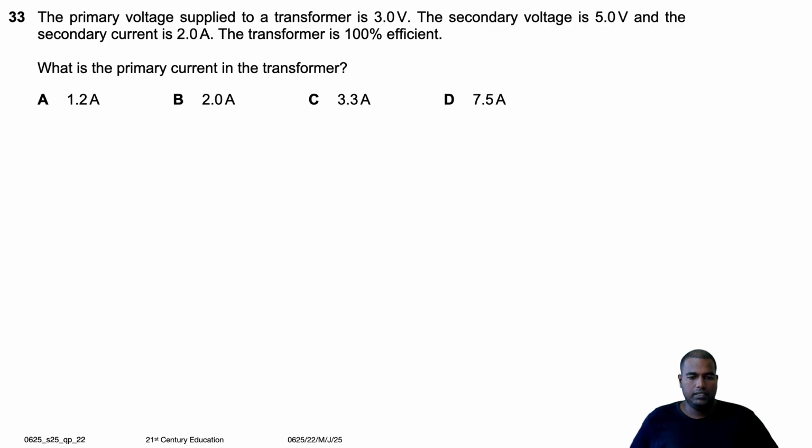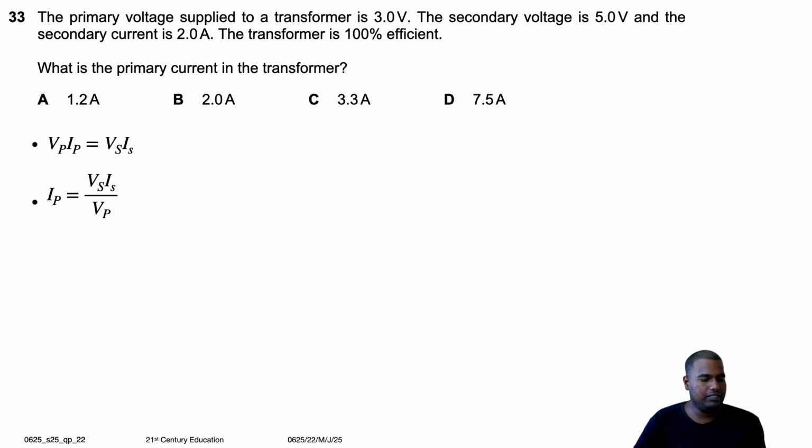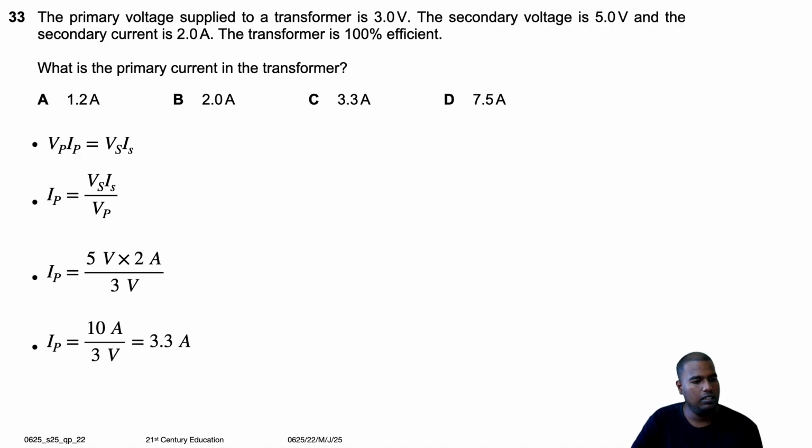Okay. In a transformer, power in the primary is equal to power in the secondary. So V into I in the primary is equal to V into I in the secondary. VPIP equals VSIS. We just have to rewrite this equation for IP, current in the primary. So it will be VSIS divided by VP. So it's 5 into 2 divided by 3, which is 3.3 ampere. C.